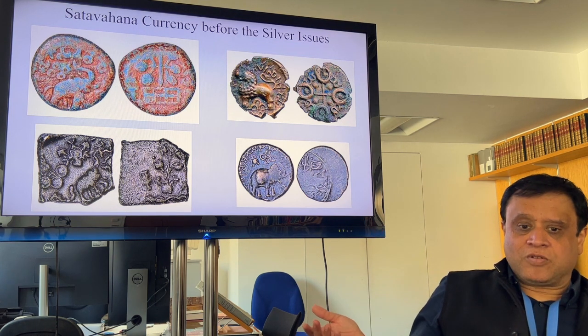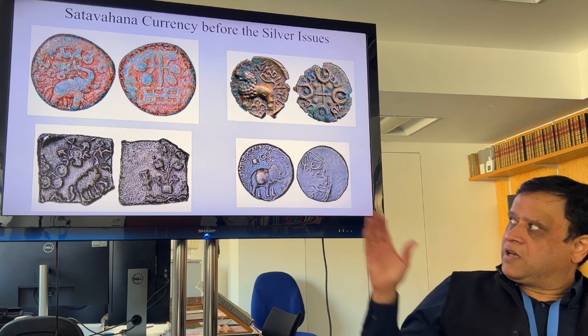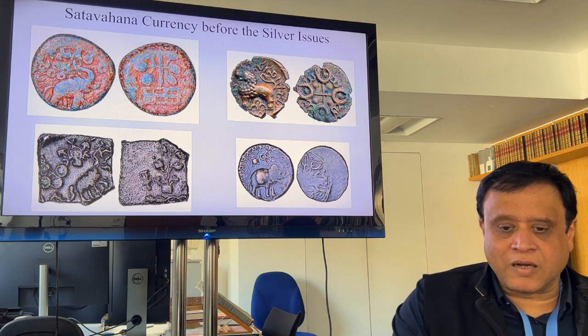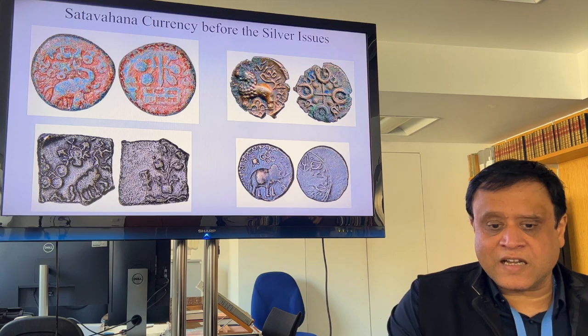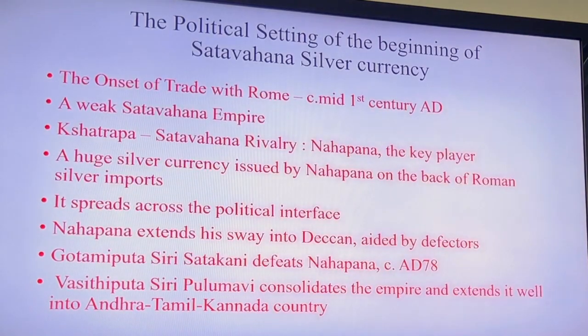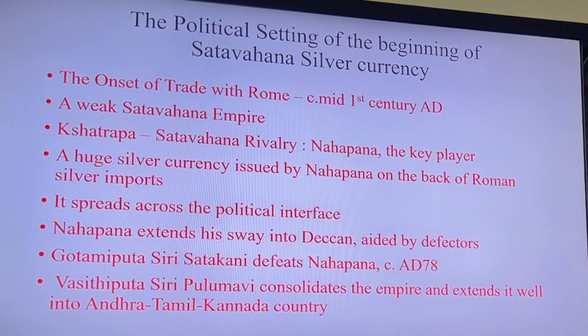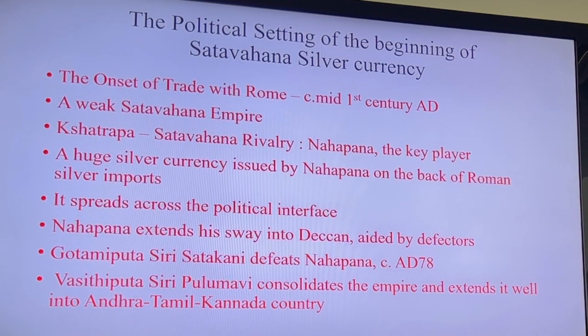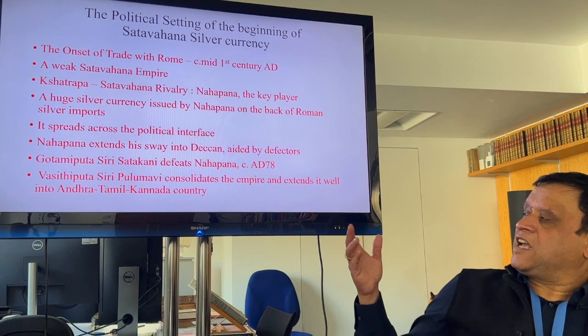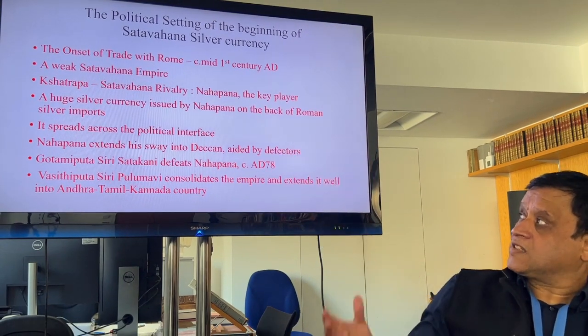before the inception of the silver coins. And as I said, it happens at a particular time. So the political setting in which this happens is about circa mid-1st century AD. And this is the onset of the trade with Rome. We know that the trade winds, the monsoon winds, were sort of discovered, quote unquote, in about 40 to 60 AD. And this is when the trade with Rome starts.